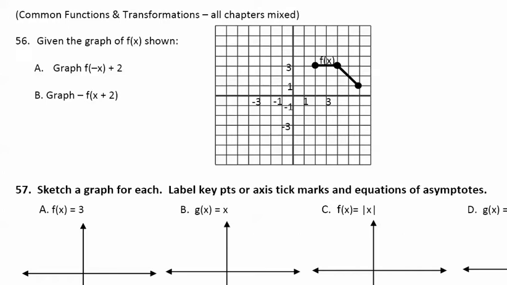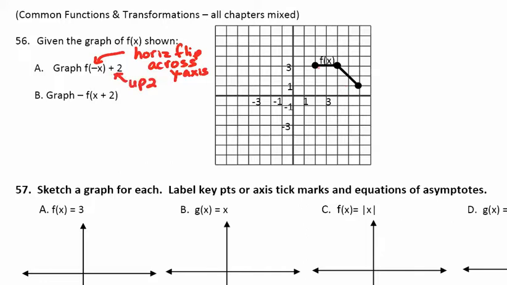I guess you can see that we're picking up here with question number 56 on our final exam review. We're talking about transformations. So here we're given a function f of x, and we want to graph this transformation. So we need to recognize that when the negative is with the x, this would be a horizontal flip. In other words, it flips across the y-axis. And this would be a vertical shift up 2 units.